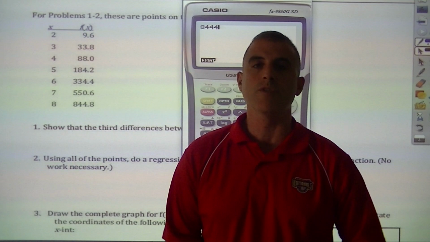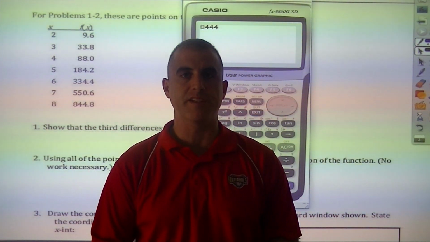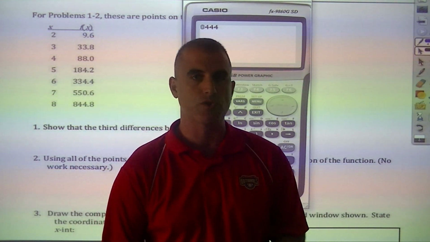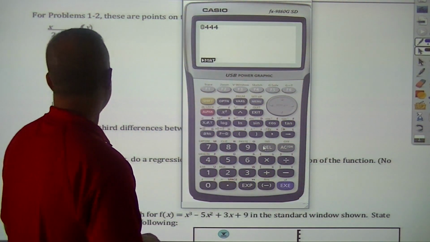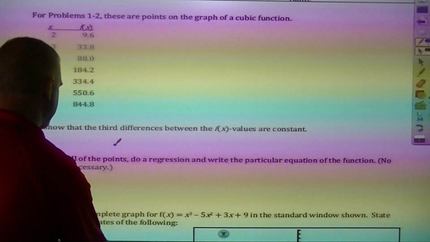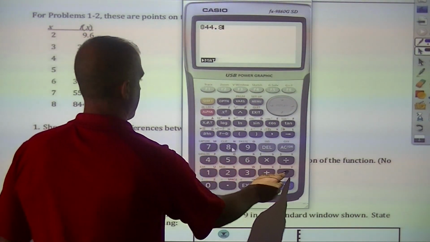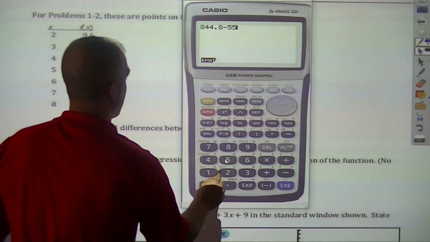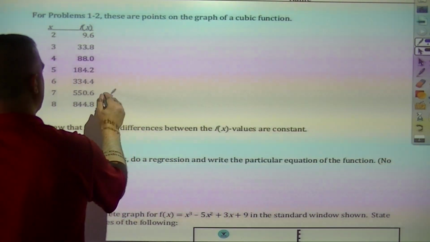Okay, this is going to be the Unit 3 sample test for pre-calculus for 2019-2020. First part will be calculator, second part will be no calculator. So this first problem where it says show the third differences between the f of x constants. So what I'm going to do is 844.8 minus 550.6. That result will be 294.2.